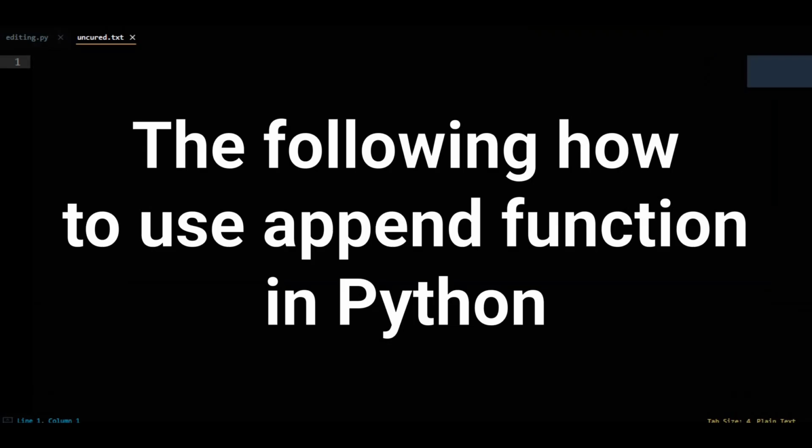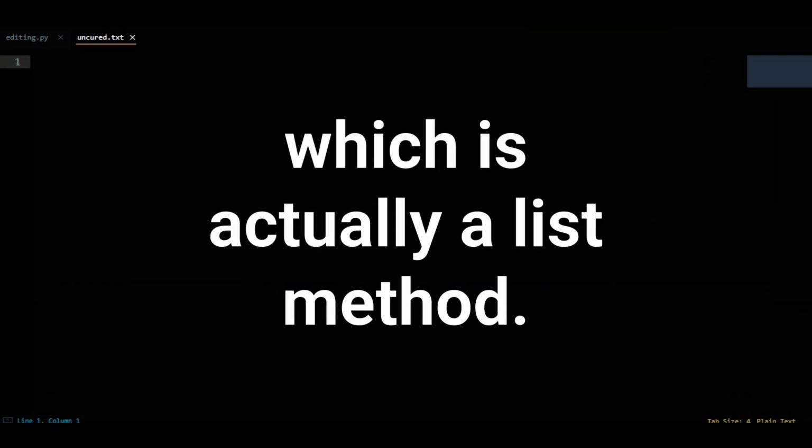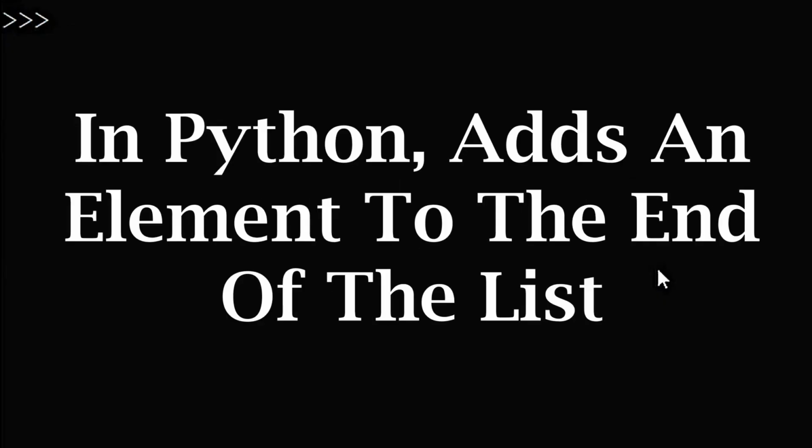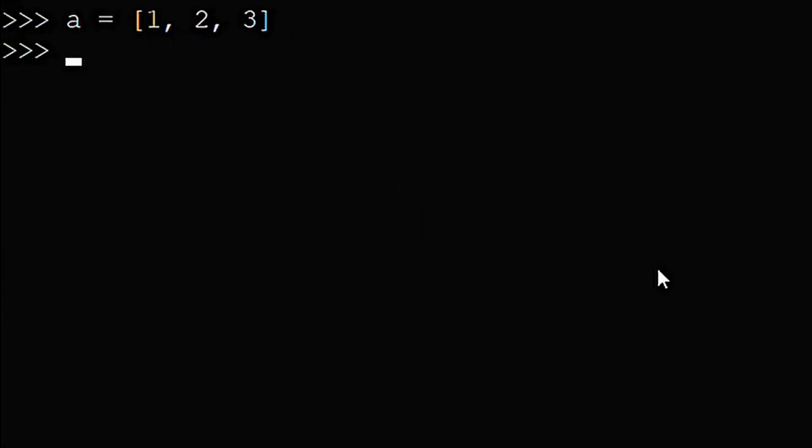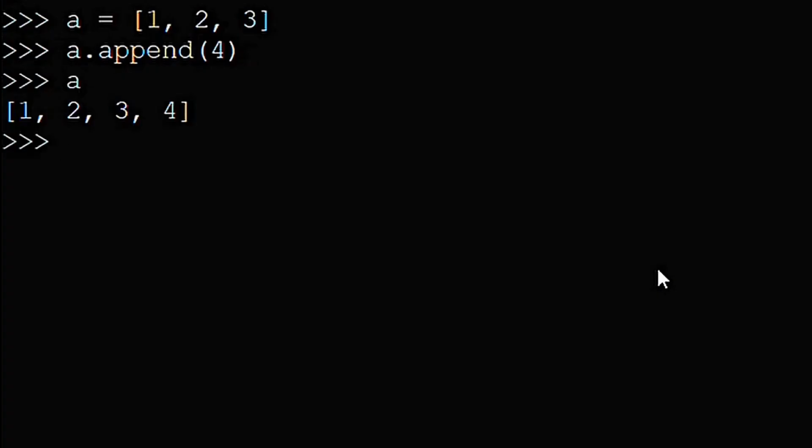The following is how to use the append function in Python, which is actually a list method. The list append method in Python adds an element to the end of the list. If we call append on A and add on the element 4, you'll get no output. If you look at A, you will see that 4 was added to the end of the list. From what we just went through, hopefully you caught the important thing.